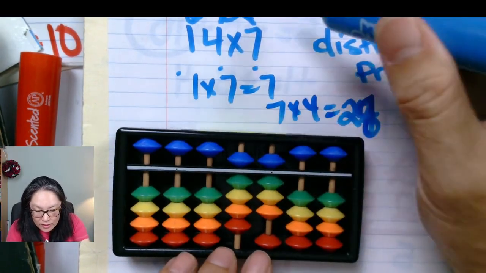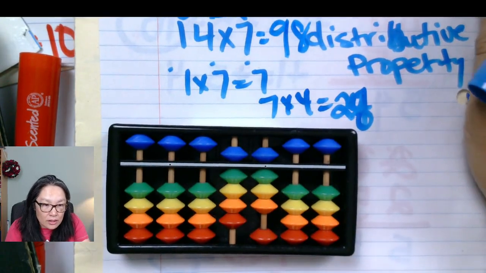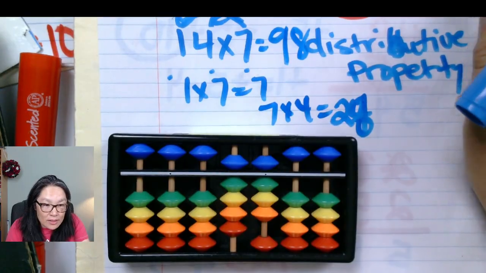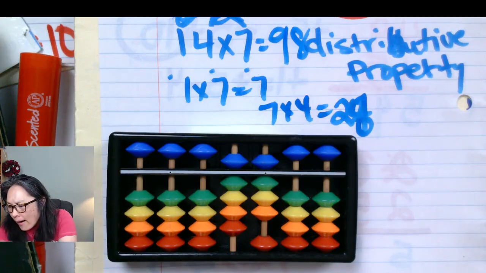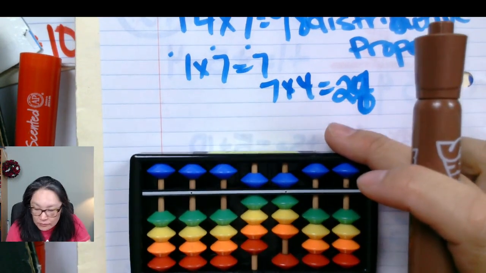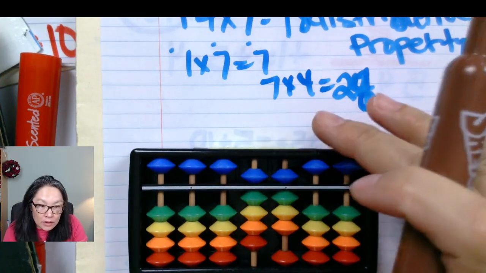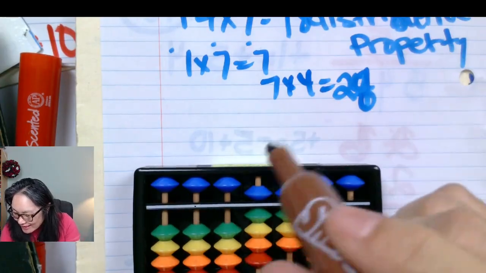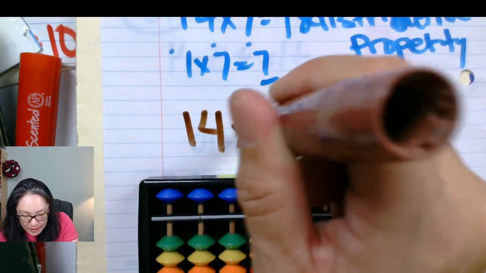So this answer is 98. That's the answer. Eve, did that make sense? No. Okay, that's okay. Let's do another one. Okay, we'll do this one. 14 times 6.